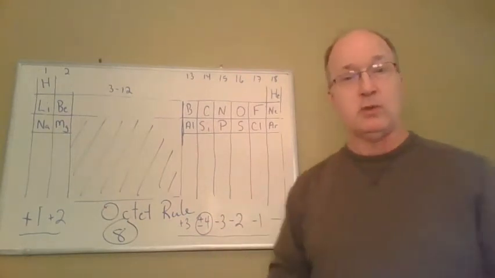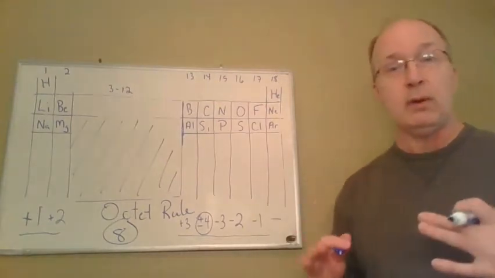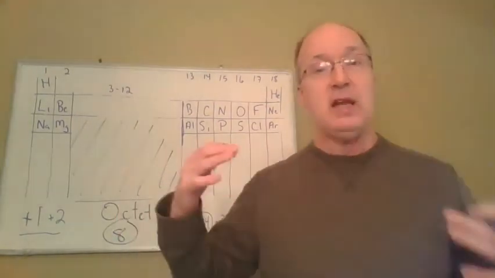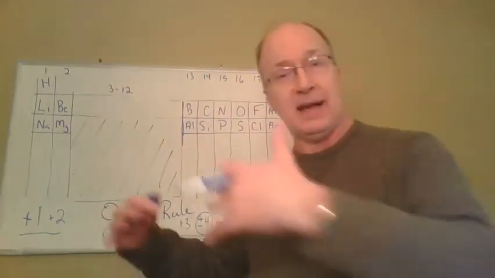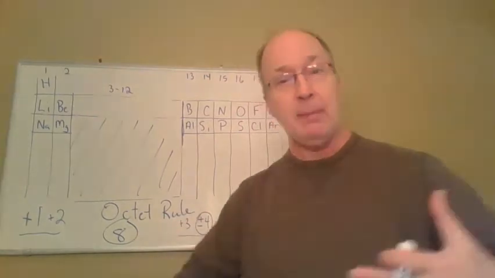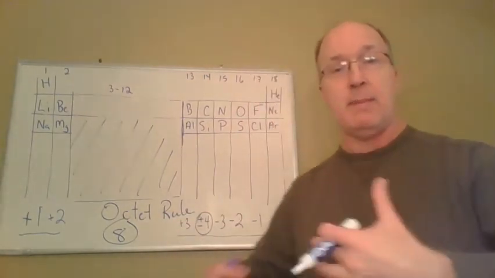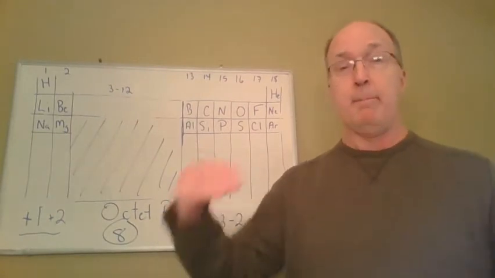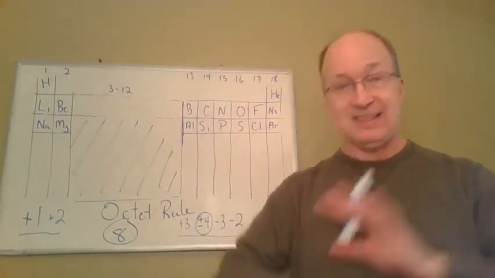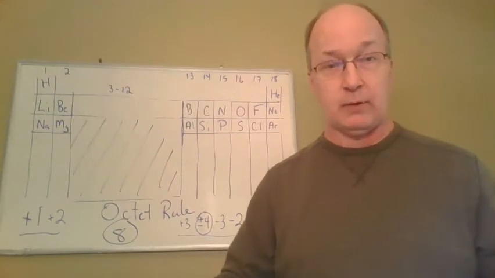Those numbers are referred to as oxidation numbers, and those numbers are important because they tell us how many of each element you need to bond to make a compound. And the key is neutral balance. The positives and negatives have to cancel each other out.